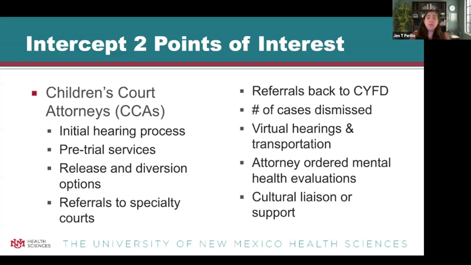With the children's court attorney, additional points of interest include the choices that they are making in terms of release and diversion options, referrals to specialty courts where they exist, as well as that initial hearing process and the setting of conditions, as well as sending cases back. The children's court attorney can decline to file charges or send cases back to juvenile justice services within CYFD with informal recommendations for services.